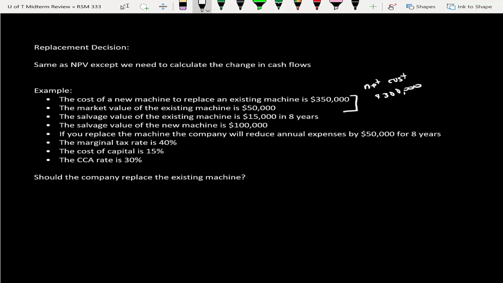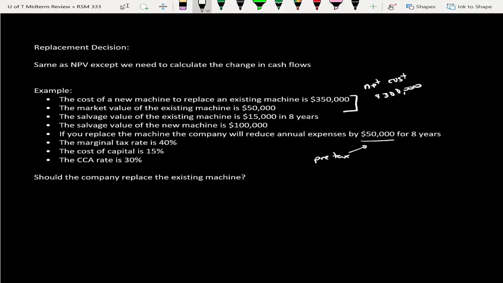Salvage value of the existing machine is $15,000 in 8 years, so if you kept that. Salvage value of the new machine is $100,000. If you replace the machine, you'll have annual savings of $50,000 a year for 8 years. Now, keep in mind that this doesn't say after tax, so this is going to be pre-tax savings. Tax rate's 40%, cost of capital 15%, and the CCA rate is 30%. Should the company replace the machine?